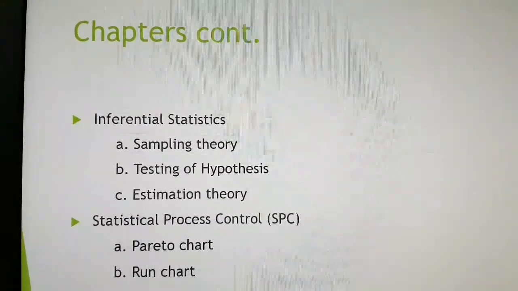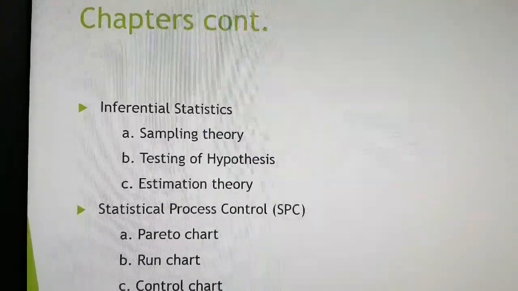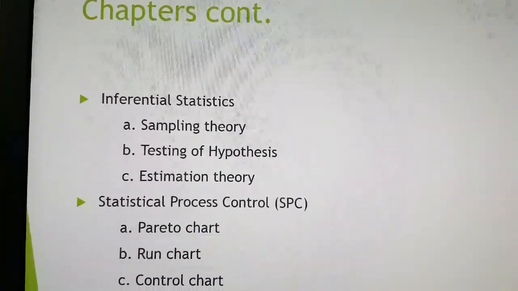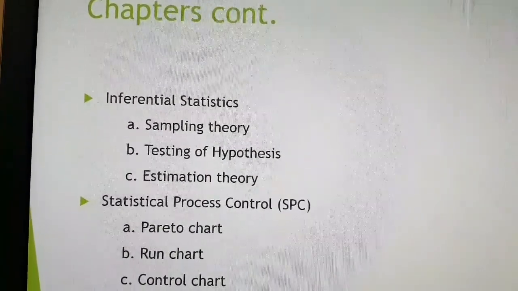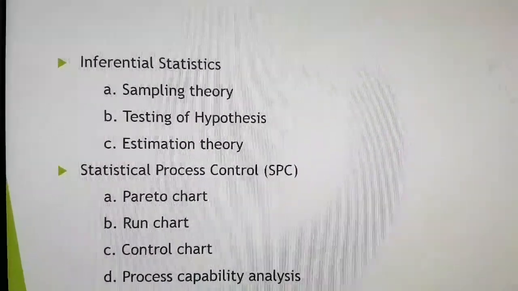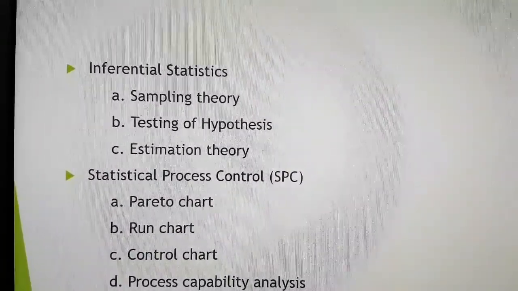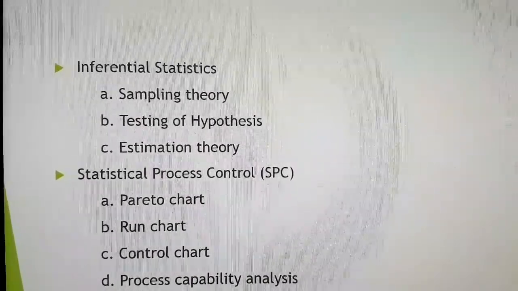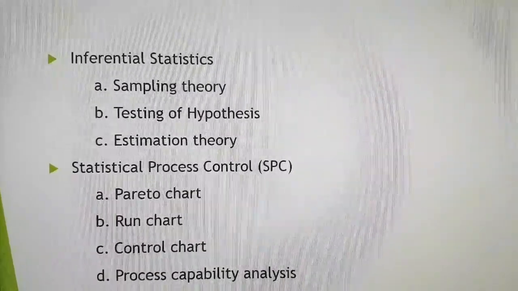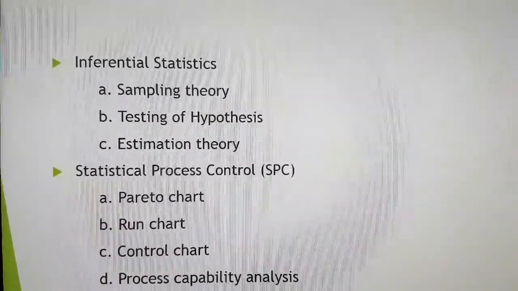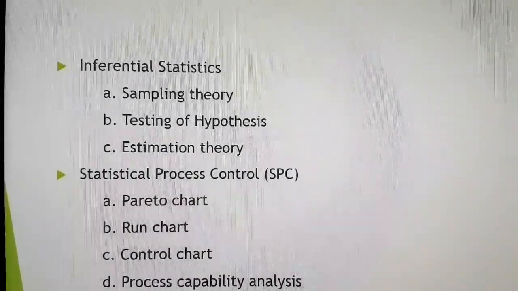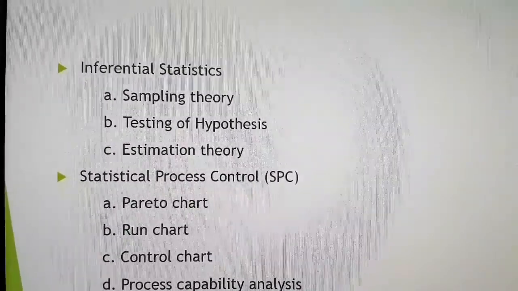The next chapter in statistics is inferential statistics. Under inferential statistics, there are three: sampling theory, testing of hypothesis, and estimation theory, and the final one, statistical process control. There are four tools that come under statistical process control: the first one is Pareto chart, then run chart, control chart, and process capability analysis. So these are the techniques and tools as per the CPHQ curriculum.